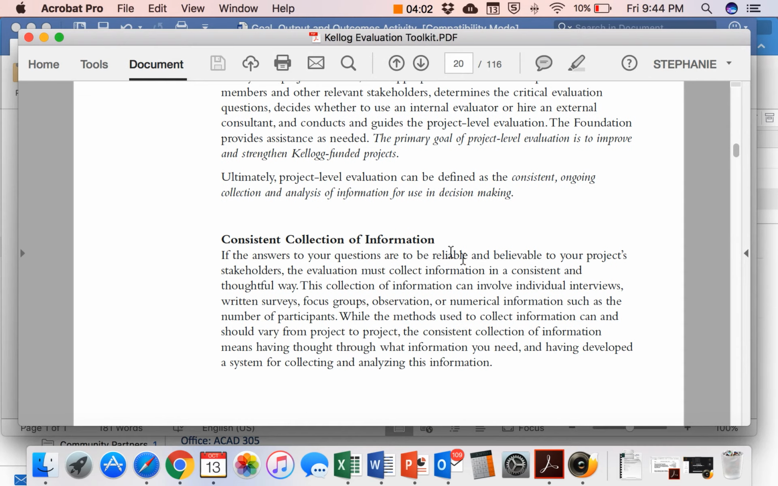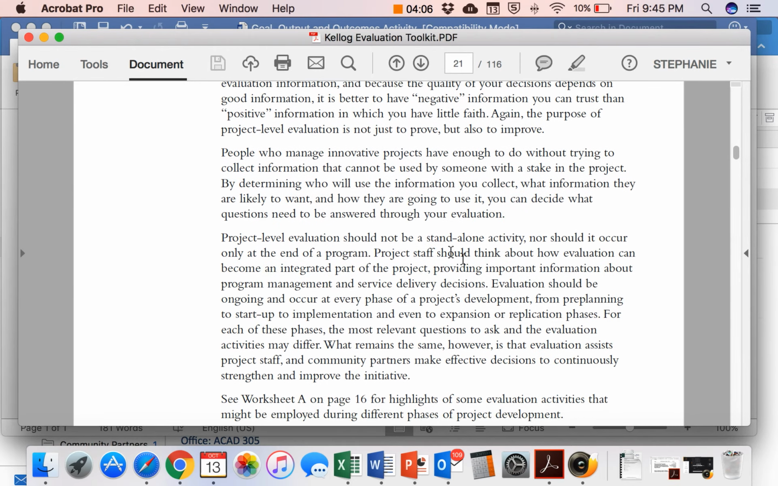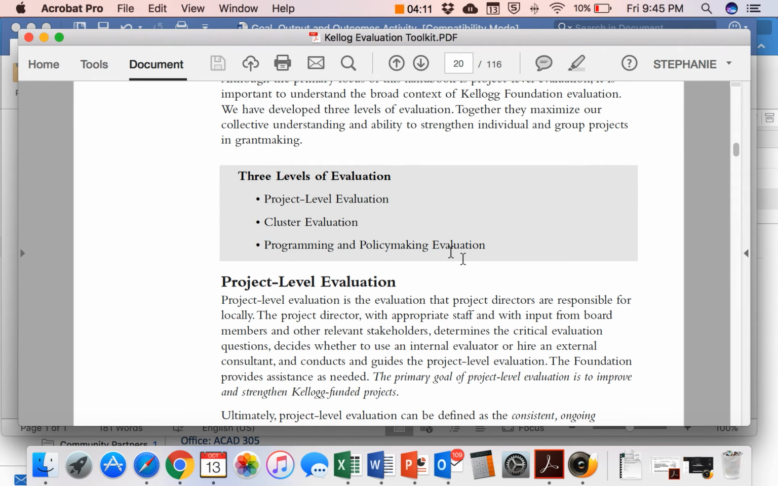So I know that this is a really long document, but again, I want you to focus on this part about project level evaluation, and then skim the rest of it. It has some really useful information. And this little intro here into the Kellogg Evaluation Toolkit is going to count as our initial walkthrough. I do have another PowerPoint that I'm going to share with you, and I'm going to post that in just a few minutes. So enjoy the Kellogg Foundation.